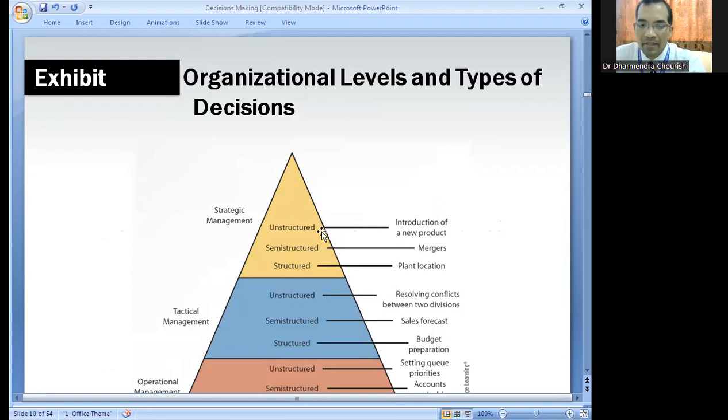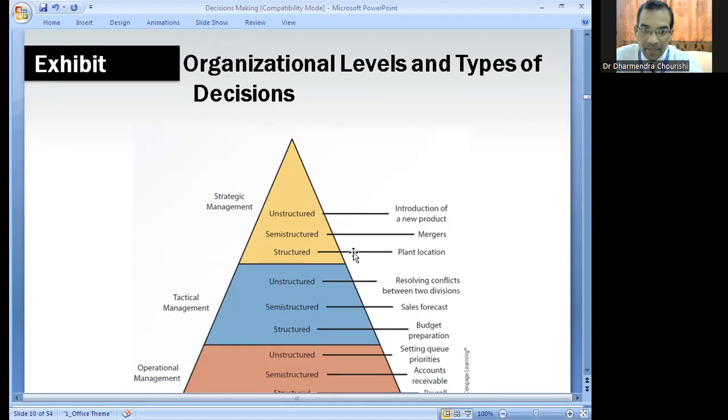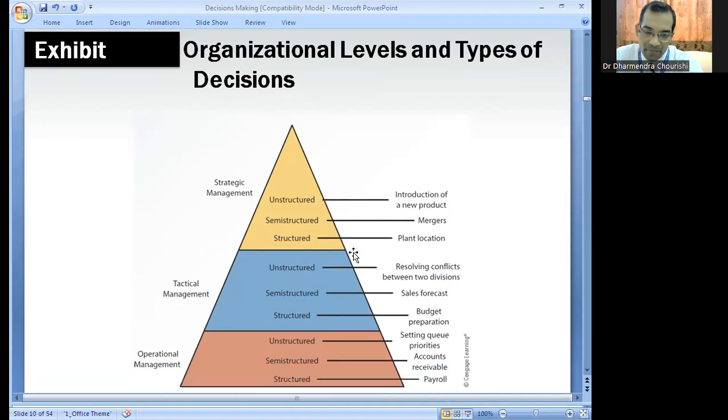So this is a diagram by which you can understand organizational levels and decisions. As you know, mostly we can categorize management in 3 different categories: operational, tactical, and strategic management. In operational management, unstructured, semi-structured, and structured decision-making systems have different roles to play. Like payroll will come under structured, accounts receivable will be semi-structured, and certain queues and priorities will be unstructured.